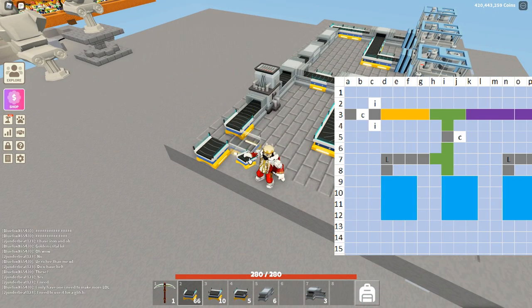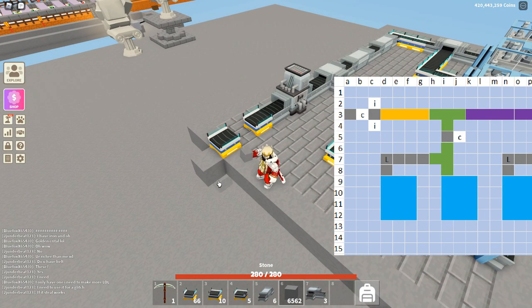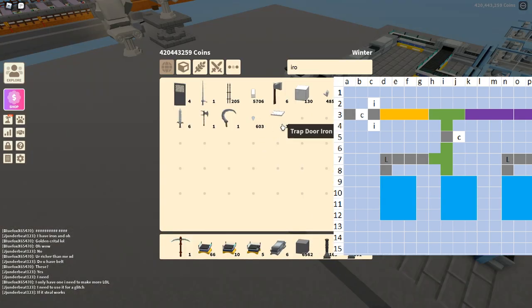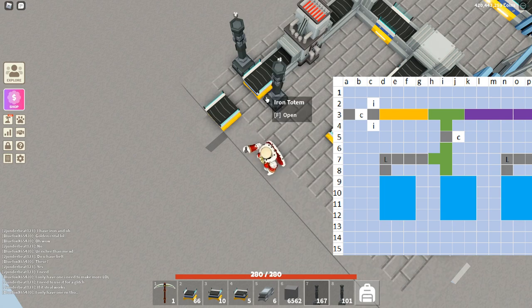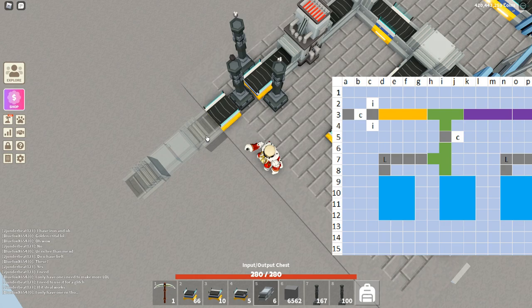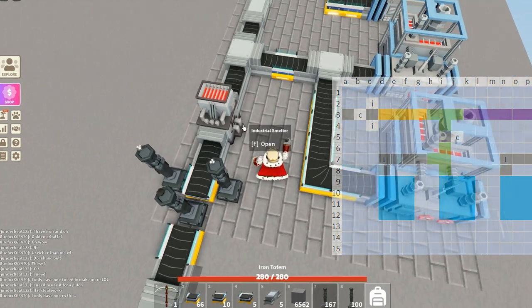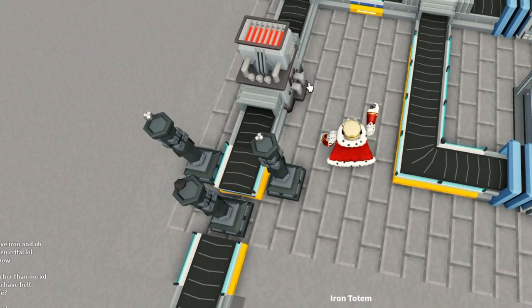The coal totem will have a conveyor on the opposite side. The purpose of this is to keep half the coal from going into the smelter. The coal totem puts out more coal than one smelter can consume, and over time, it will clog the input of that smelter. I've seen it happen many times.